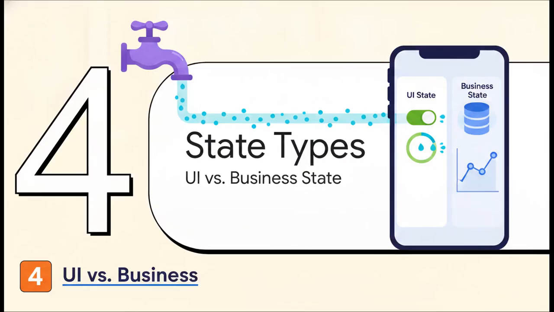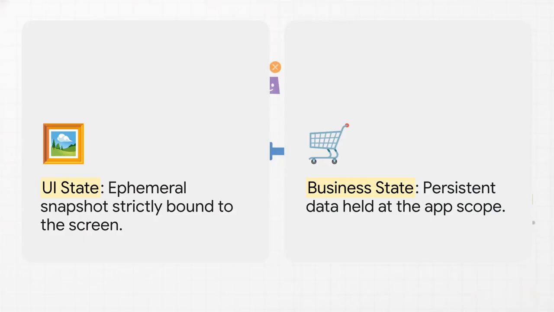Section 4. State types. UI versus business state. You have two distinct types of state. UI state is an ephemeral snapshot, things like loading spinners and error messages, strictly bound to one specific screen. Business state is persistent data, like a shopping cart, held at the app scope in the repository. The ViewModel's entire job is to take that persistent business state and transform it into an ephemeral UI state snapshot for the activity to render.